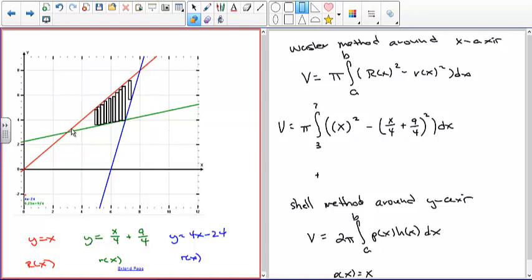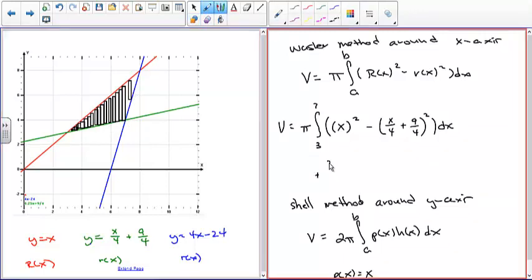I started out here at 3. I had all these little rectangles which, when rotated around the x-axis, become washers. Now when I get to this point, the inside radius is the blue curve, so I integrate from 7 to 8, because that's the x value where that change occurs. The outside radius is still the curve y equals x. So that's where that comes from.